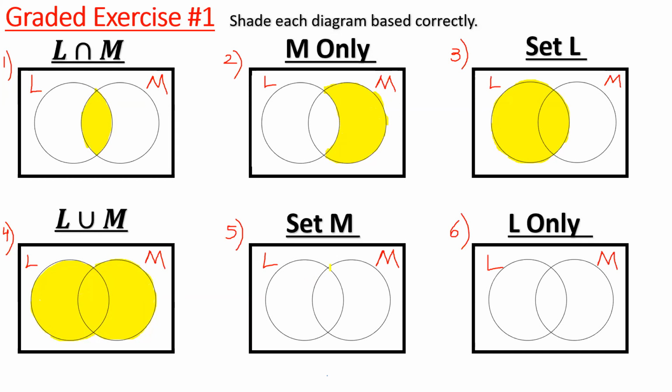Chardonnay, go ahead. You shade in the set M and the intersection. Very good. How many persons got that? Set M and the intersection. Very good. So you want to shade in the full circle. All right. Good.